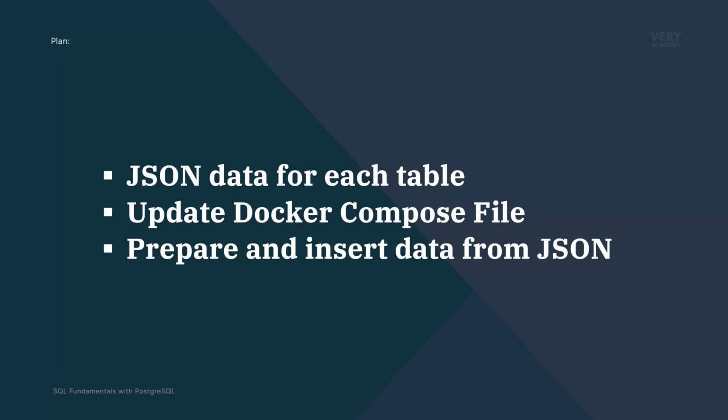The second task, we're going to need to update the Docker Compose file to include a volume. That's going to allow us to access a defined folder from our local machine over in the container, so that the container will have access to a folder where we are storing data locally on our machine. That way our Postgres database, in the Docker container, can access the JSON data to insert it into the database. And then finally, we need to prepare and insert the data from our JSON files.